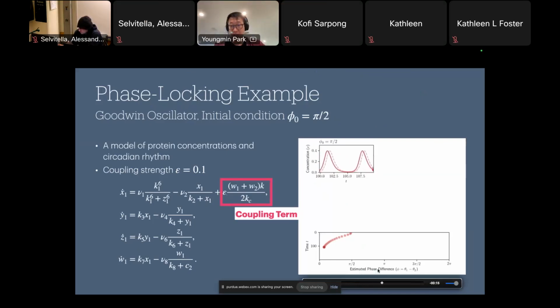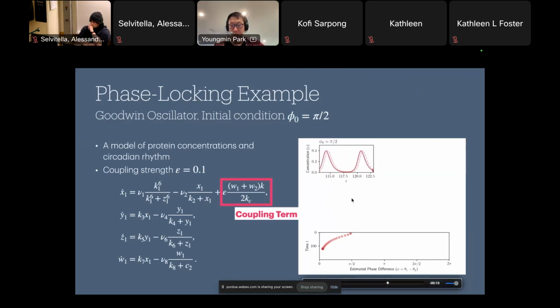The estimated phase difference is shown down here. We start with about a quarter phase difference apart at the beginning, and then as time goes on, the phase differences converge to 0. The model itself is a model of protein or genetic products for a circadian rhythm type of model. The X, Y, Z, Ws all correspond to changing concentration levels.